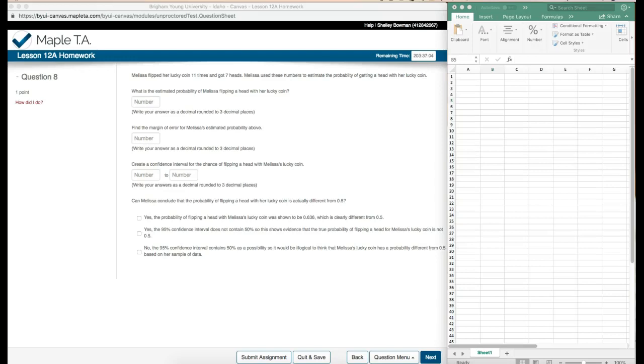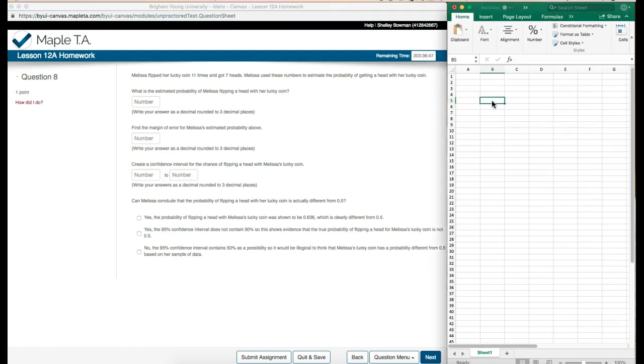Able TA Lesson 12A homework question number 8. Melissa flipped her lucky coin 11 times and got 7 heads. Melissa used these numbers to estimate the probability of getting a head with her lucky coin. What is the estimated probability of Melissa flipping a head with her lucky coin?